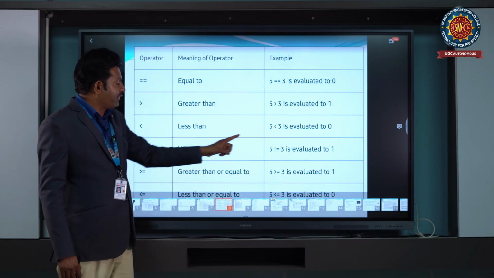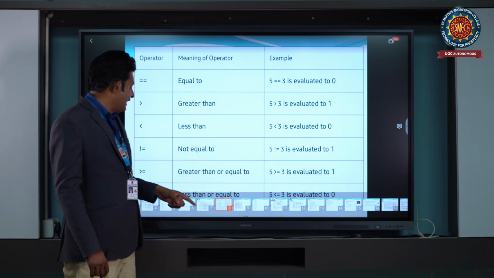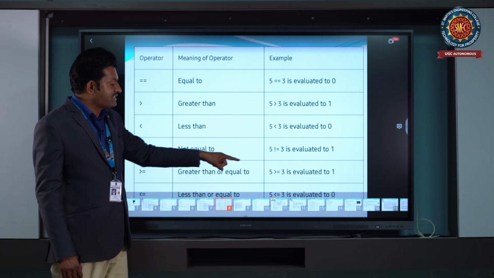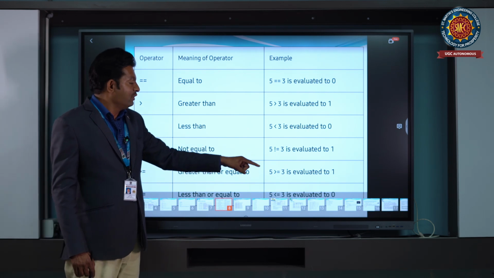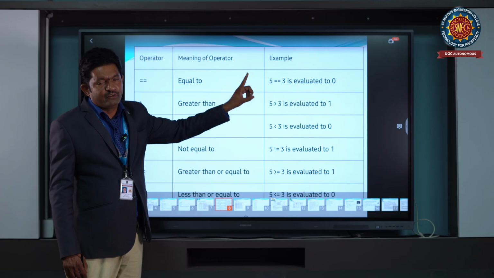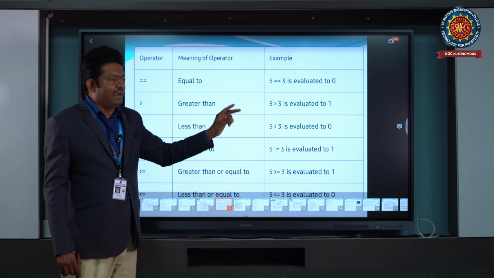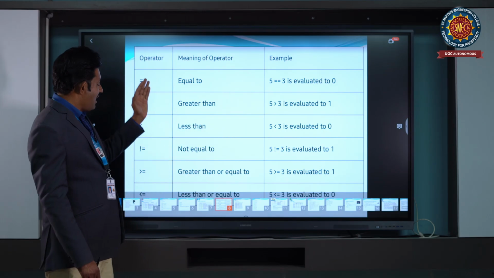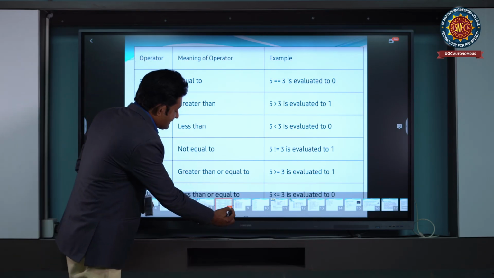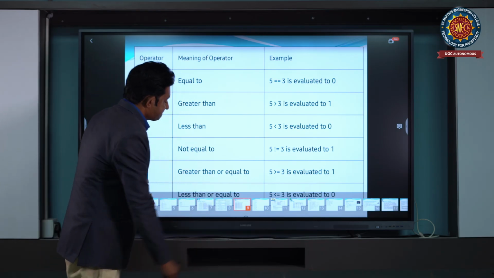Next, not equal to: 5 is not equal to 3 is equivalent to 1. Next, greater than or equal to: 5 is greater than or equal to 3 is equivalent to 1. Because the condition is true, it will print 1. If the condition is failed, it will print 0. So it is all about relational operators.